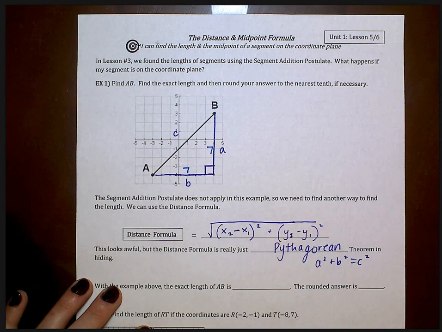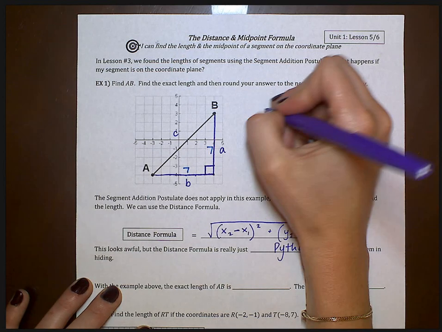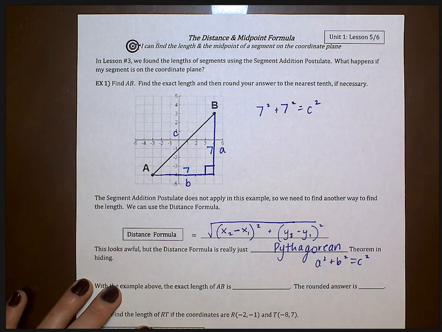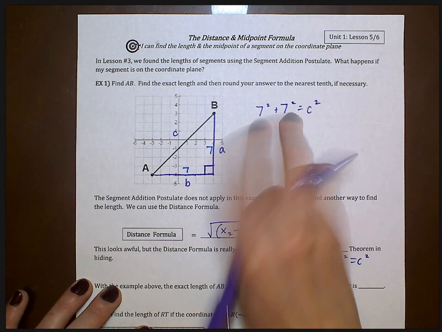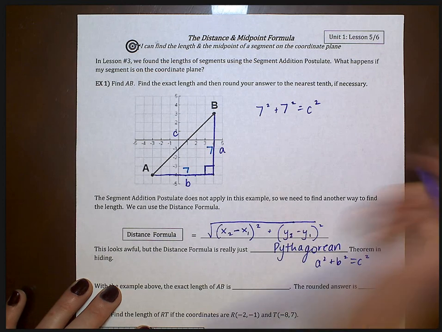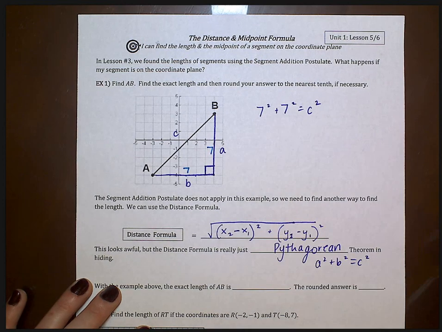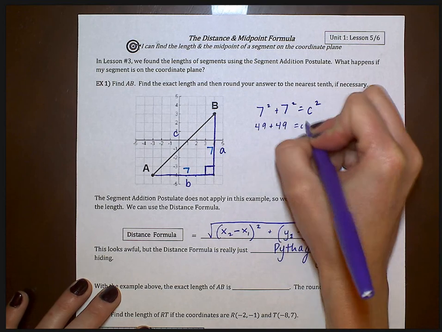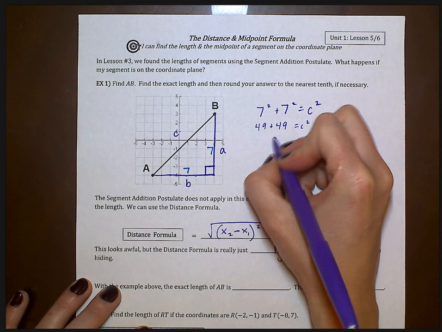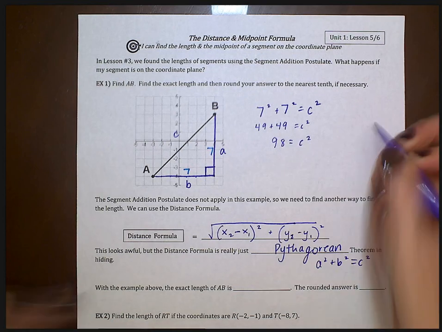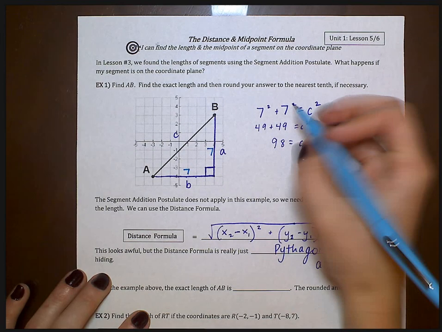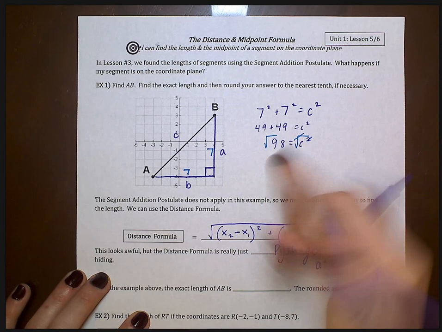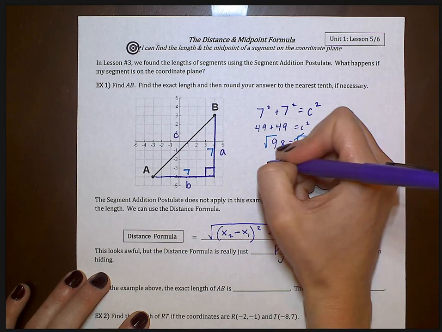So I can set up a Pythagorean theorem here. It'd be 7 squared plus 7 squared equals c squared. A and B are the legs, C is the hypotenuse. Hopefully this is familiar from algebra in middle school. And then I just do order of operations. 49 plus 49 is 98. And then to solve for C, you take the square root of both sides. That undoes squared. And my answer is C is the square root of 98.